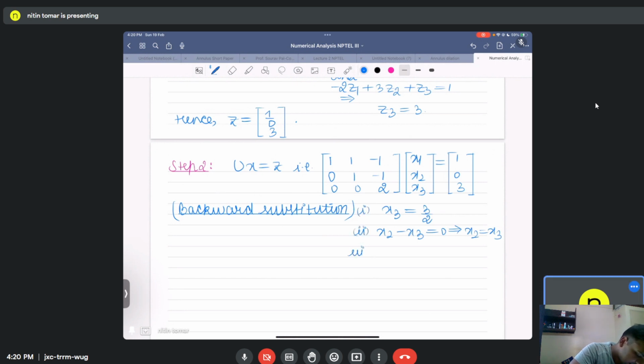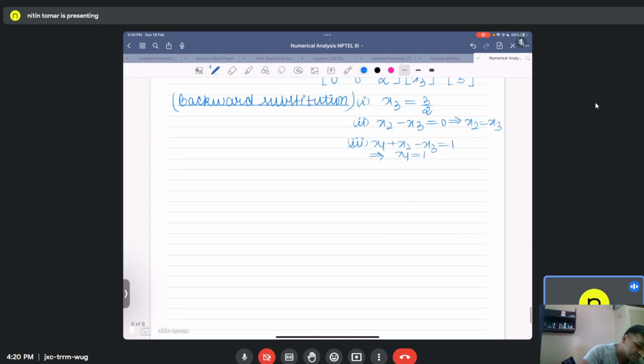And third is x1 plus x2 minus x3 is 1, right? So this implies x1 is 1. So the final answer is 1, 3 by 2, 3 by 2.